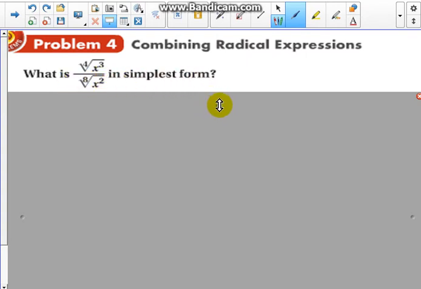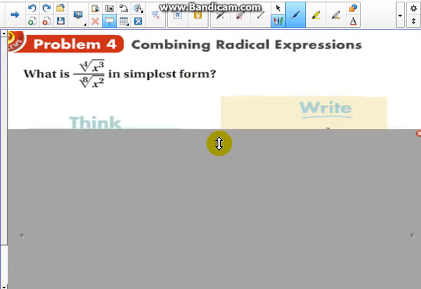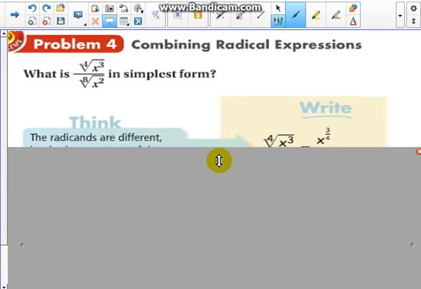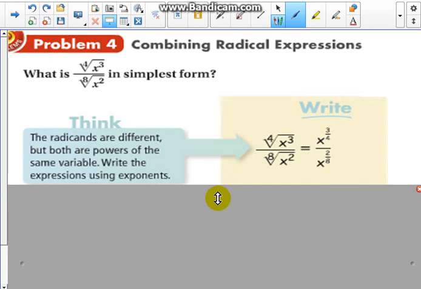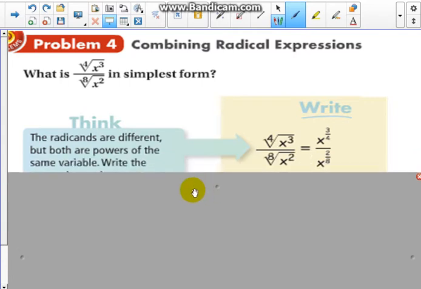in simplest form? So what we have to do is think: our radicands are different, but both of the powers are the same variable. So let's write the expression using exponents. So this becomes the fourth root of x cubed becomes x to the 3/4 power, and the eighth root of x squared becomes x to the 2/8 power. 2 over 8. And again, remember, this is the index, it's on the bottom, and the power is on top.